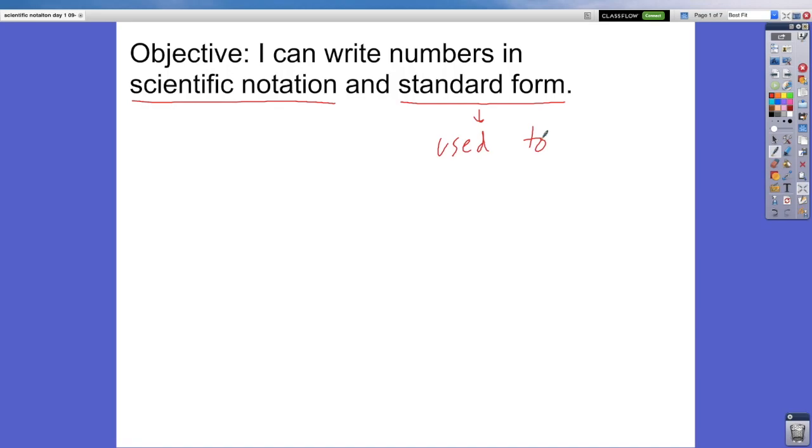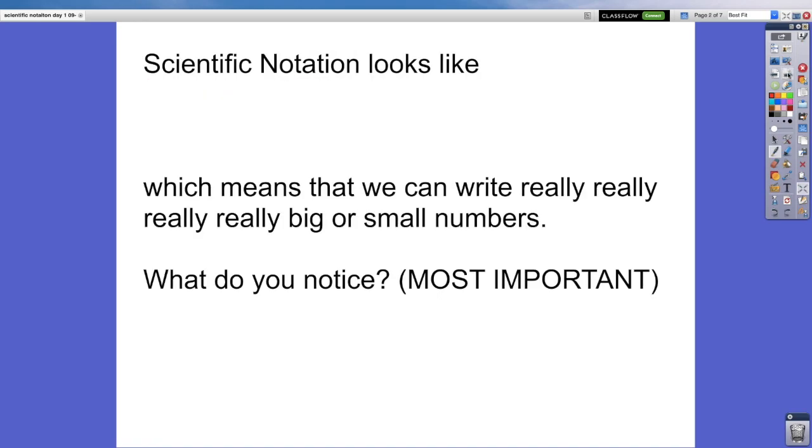Scientific notation is going to be the new thing. So I can write numbers in scientific notation and in standard form. Now, what does it look like? Okay, so I'm going to put two examples up here. Don't write this part, but hang out with me. So it might look like this. 2.4 times 10 to the 5th power. Another example might be 1.73 times 10 to the negative 3rd power. Okay? Both of those are examples of something that's written in scientific notation.